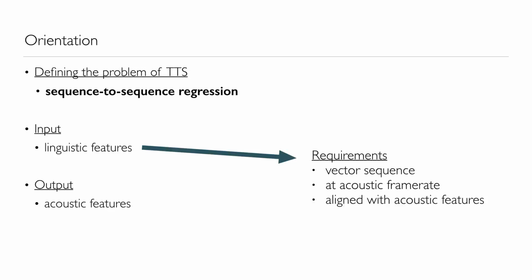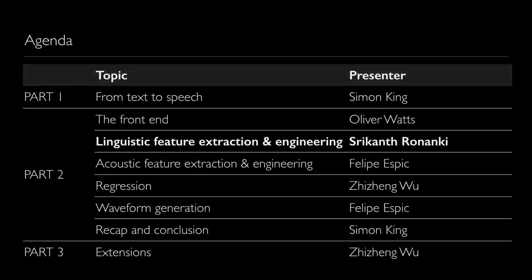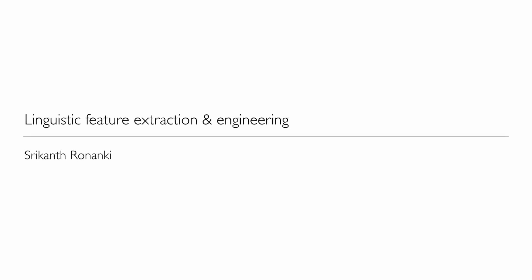So far, Simon has given an overview of the text-to-speech system, and Alva has gone through the front end from an Austrian perspective. Now I'm going to talk about the linguistic feature extraction and engineering. So this section is about the extraction of linguistic features and how we engineer them to get the proper input for the neural network training. Here we are using the conventional approach, a frame-to-frame mapping.